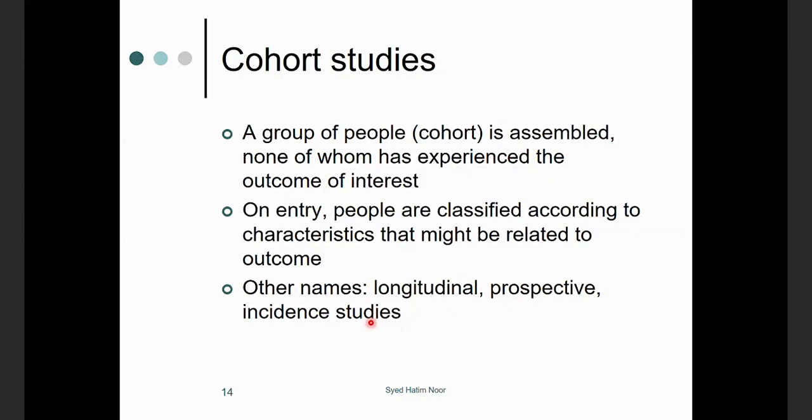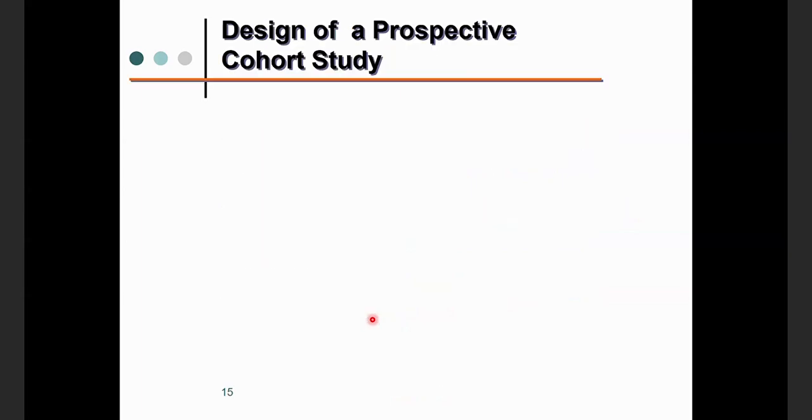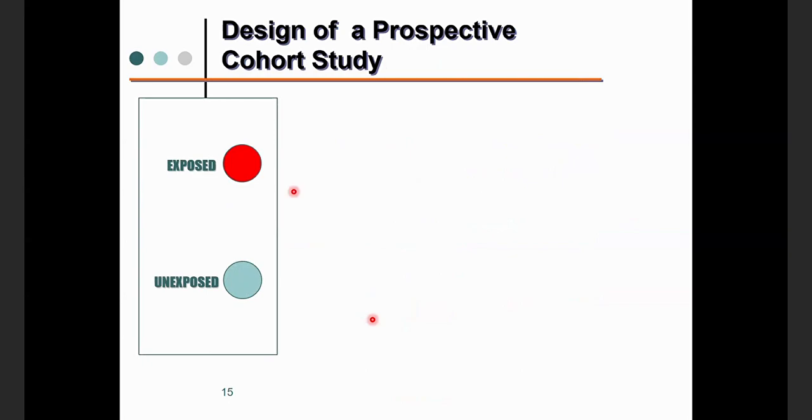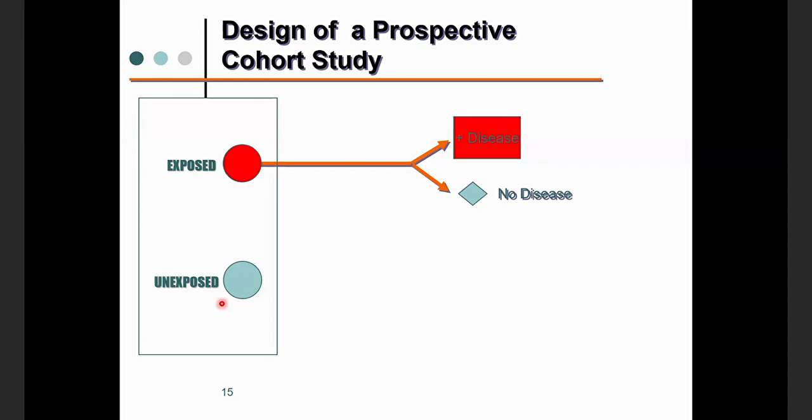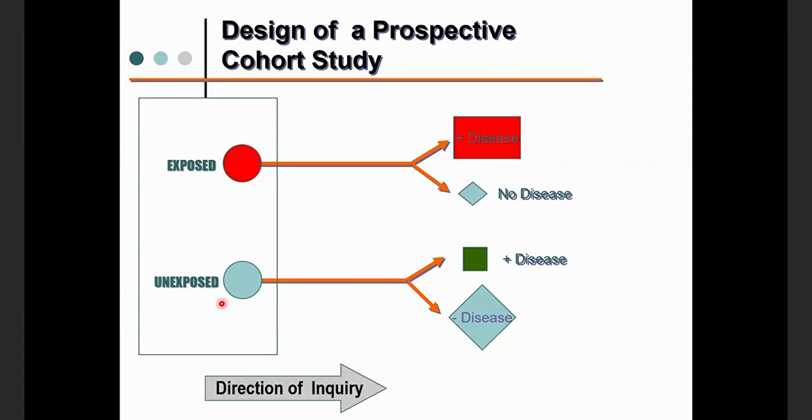Let's see the diagram. Exposed, unexposed, for example, smoker group and non-smoker group. You observe the smoker group: do they develop heart disease or not? You observe the unexposed: do they develop disease or not? The direction is to the future, because remember, the disease has not happened yet.